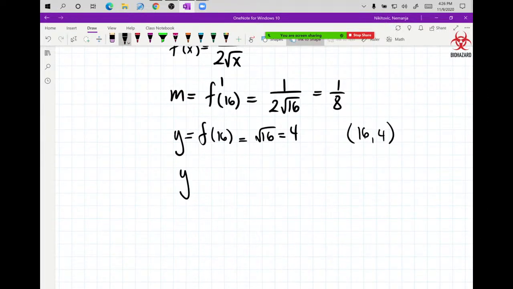And now place all of that into y equals mx plus b and get your tangent line. y is 4, slope is 1 over 8, x is 16, plus b. These two cancel to 2, so 8 cancels to 2, so b is 2. There we go.